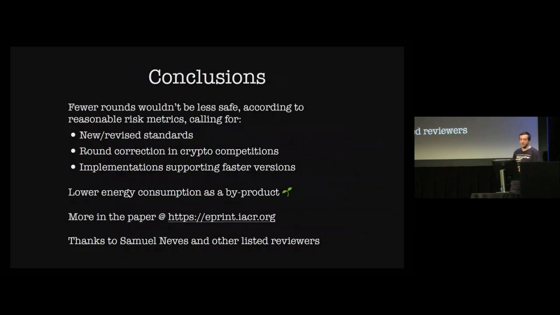So yeah, conclusions of this talk. It would be great to have new revised standards with fewer rounds. No, I'm not holding my breath, but maybe in the medium term. Crypto competitions, I don't know if this is in the room, I strongly recommend that you pay attention to this problem, and when you select a cipher, don't punish the submitters because they were conservative, so hashtag Salsa. And yeah, implementations, if you are a library, you might want to support versions with lower rounds, but then again, how many rounds do you do? That's a good question.